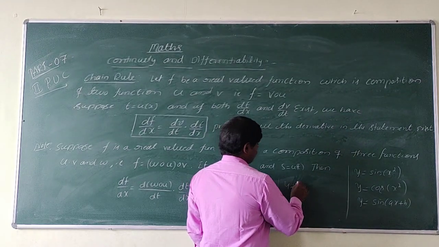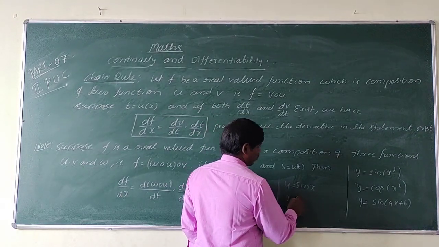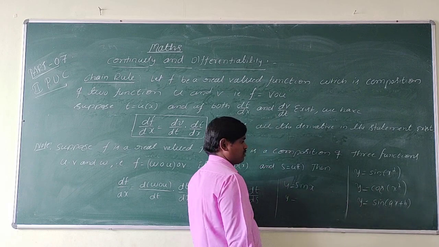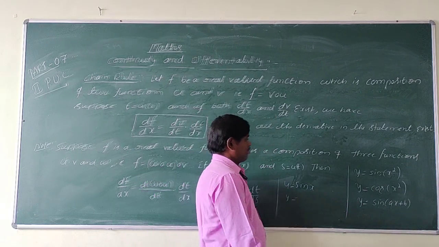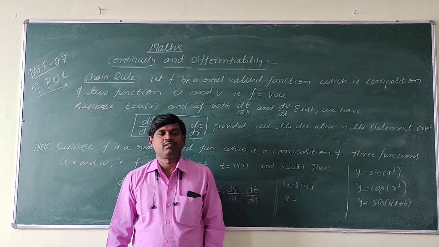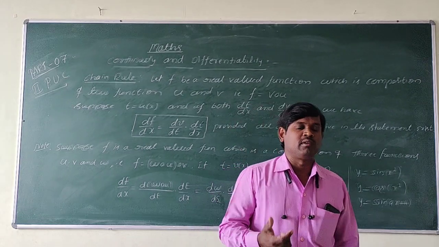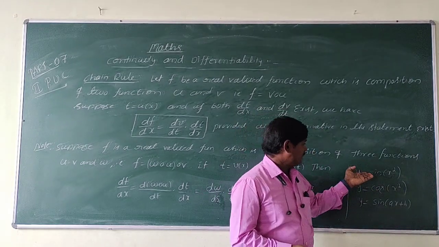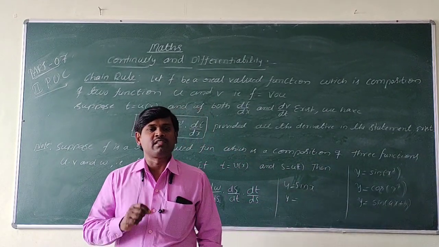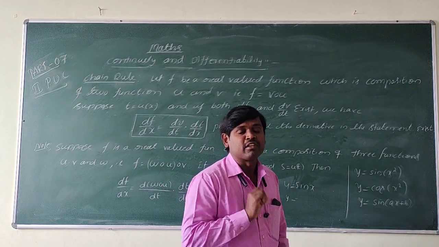Suppose y is equal to sin x. How do you find the differentiation? y is equal to cos x, or y is equal to sin x, and so on. But how do we differentiate the composition function, or how do we differentiate the inverse trigonometric function? How do we differentiate logarithmic functions? How do we differentiate implicit functions?